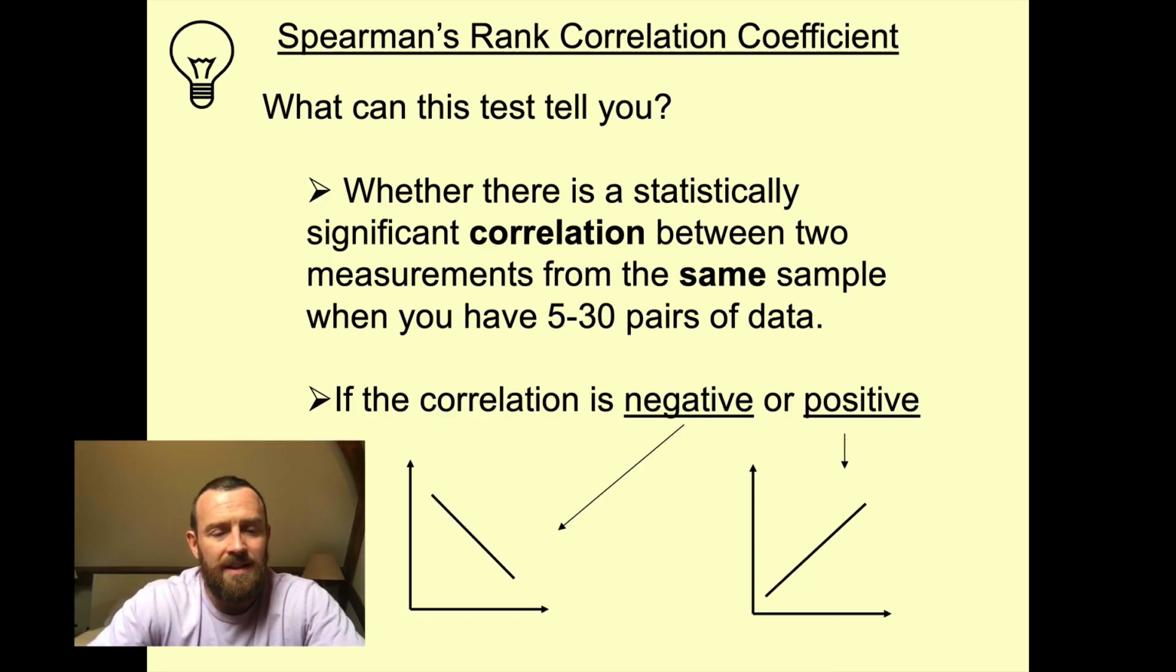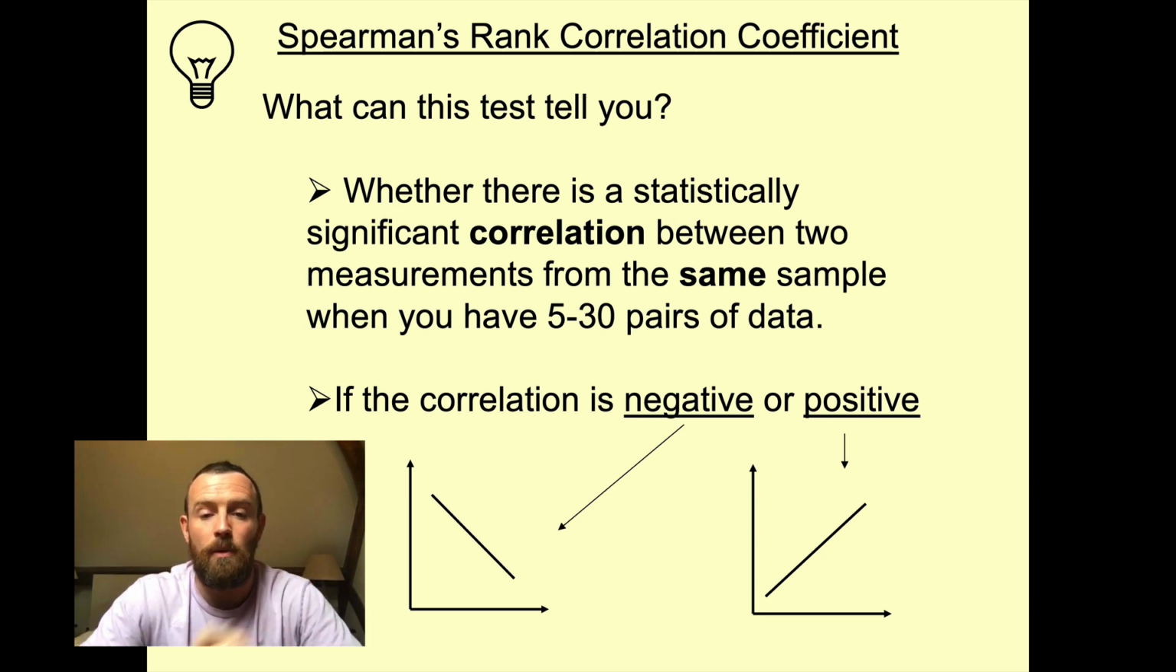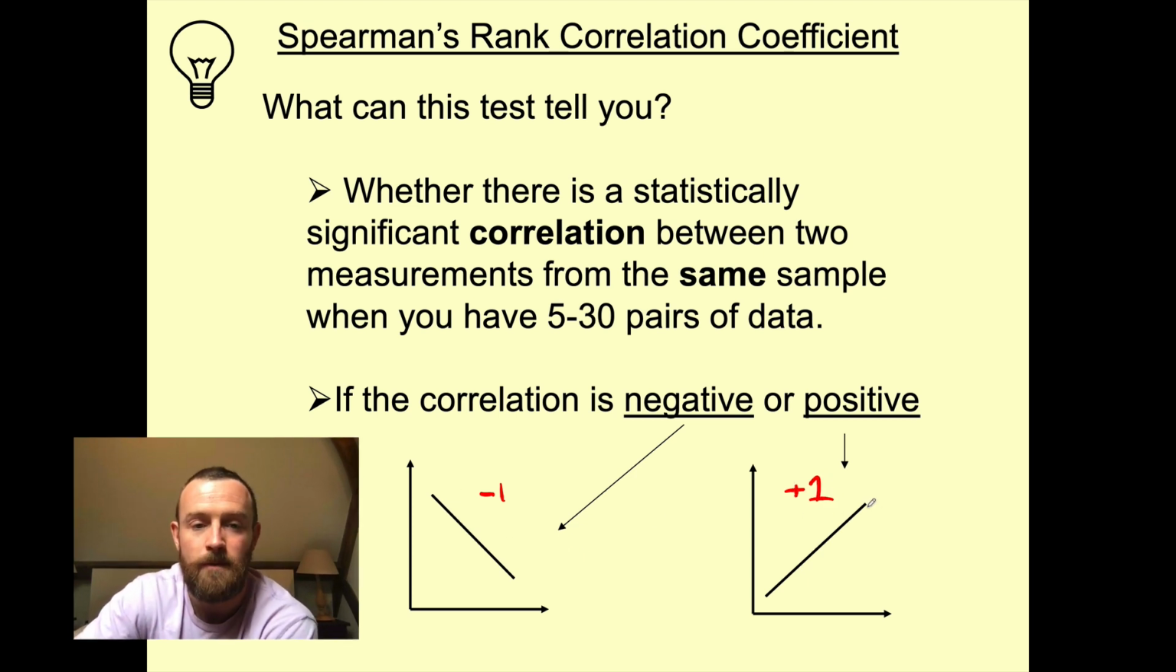So, the test tells us whether there is a statistically significant correlation between two measurements from the same sample when you have normally 5 to 30 pairs of data. Remember, this would be a negative perfect correlation of -1, and this would be a positive perfect correlation of +1.